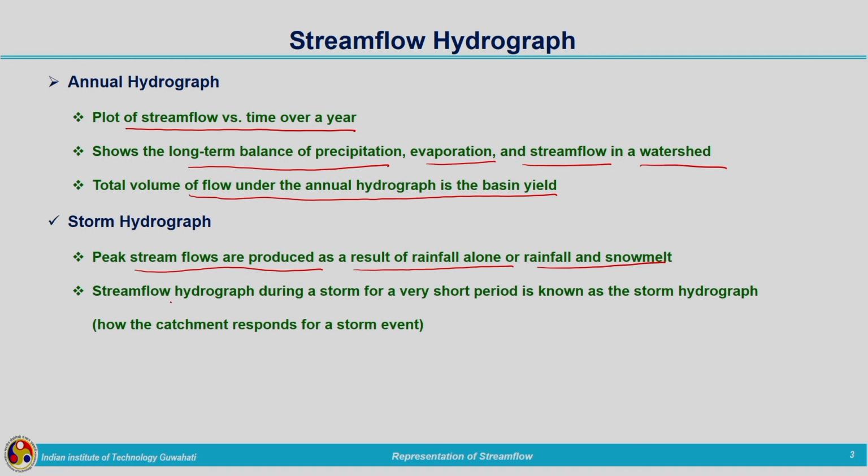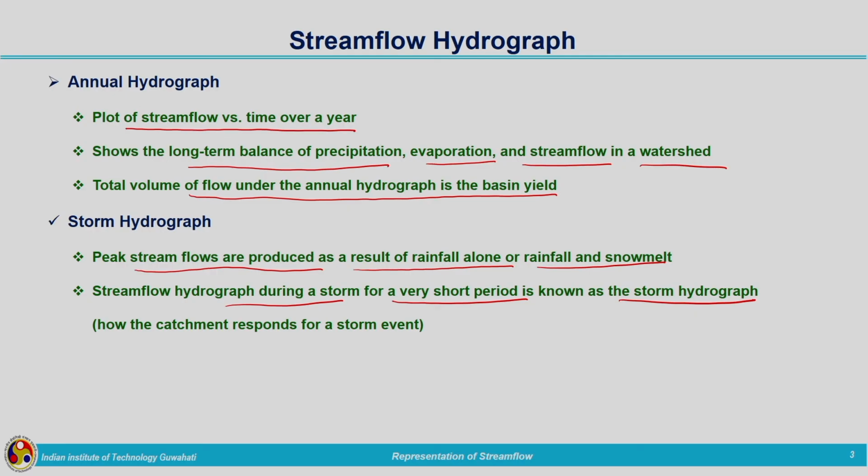So, stream flow hydrograph during a storm for a very short period is termed as storm hydrograph. That is, in the annual hydrograph, we are plotting the stream flow versus time for the entire year. But in the case of storm hydrograph, we are not considering the entire year, we are considering the period corresponding to that particular storm or snow melt taking place. That is, it is the response of the catchment corresponding to a storm event.